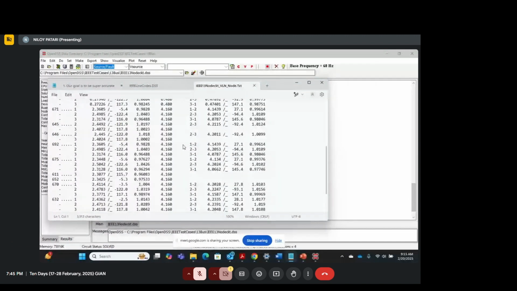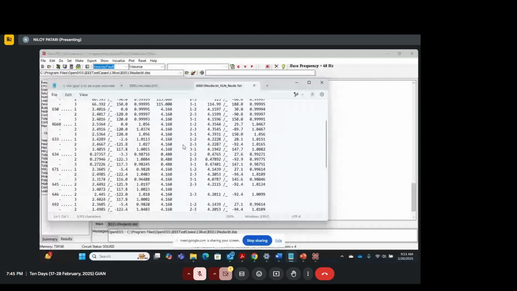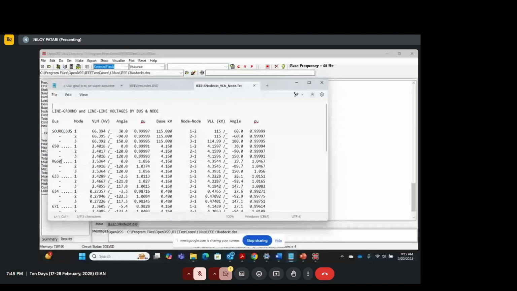Voltages for each of the nodes, right? And then you have this RG60. RG60 is the one which is just on the secondary side of 650, right? So if you see at 650, the voltage is almost 1 per unit. And then again, you have this huge boost at RG60.